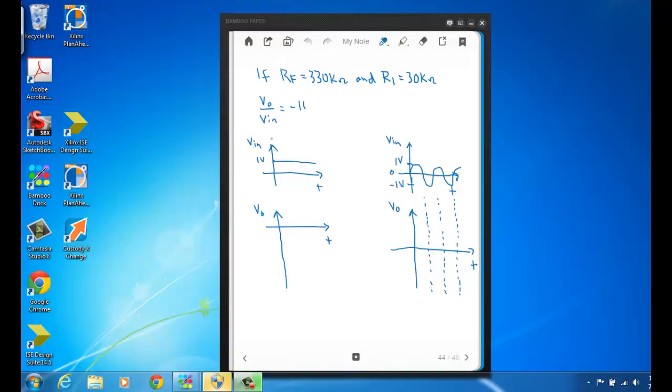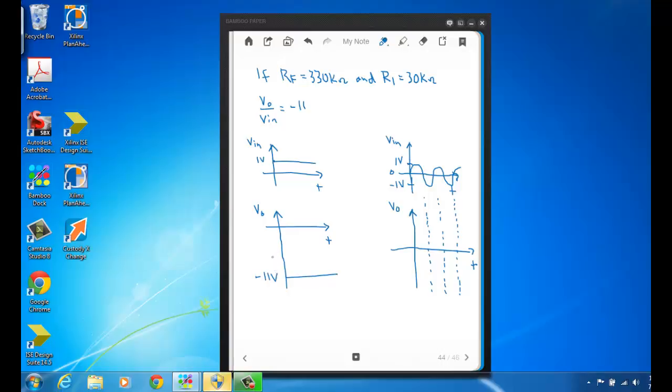If we had a DC voltage at our input, say a DC voltage of 1 volt, well, with this closed loop gain we should expect an output that's 11 times greater than V in, and also the minus means that it's 180 degrees out of phase. So if we have 1 volt at our input, we would expect V out to be a DC voltage of minus 11 volts.